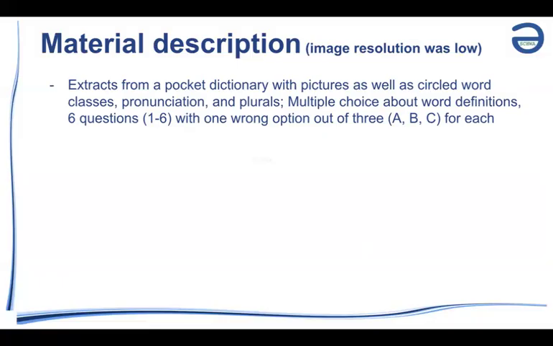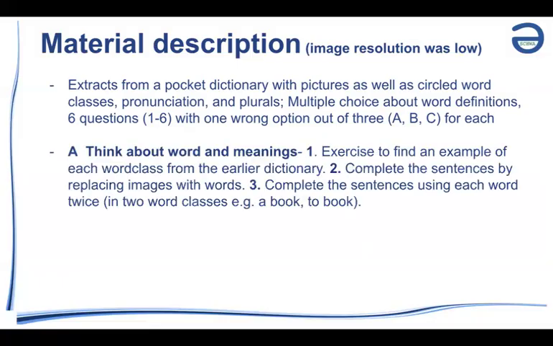It has 6 questions with 3 options, out of which one is wrong, and the wrong one has to be identified. Then there's part A, thinking about word and meanings. This is on the 2nd page of the book. So exercise to find an example of each word class from the earlier dictionary, completing the sentences by replacing images with words. That's the second one. And completing the sentences using each word twice. For example, a book and to book as a verb. So a book is a noun and to book is a verb.